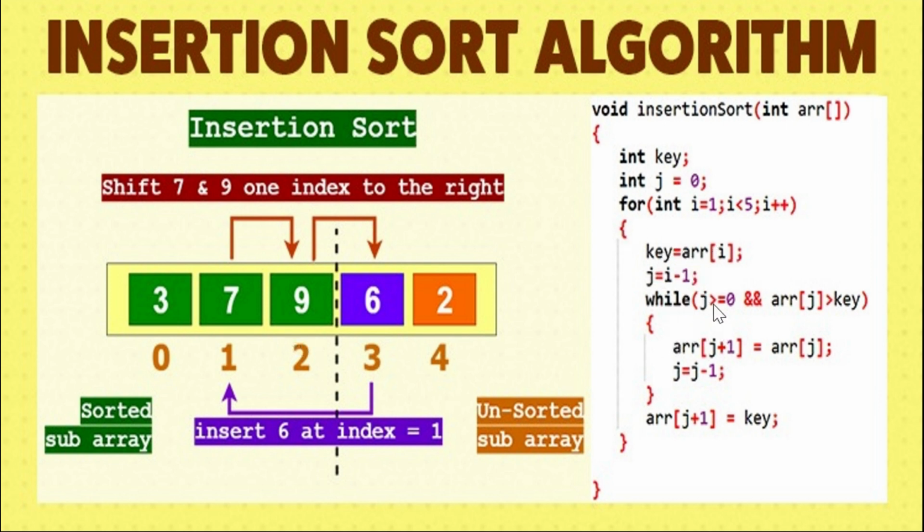So that is, j would be 0, and if we take arr of j, that would be 3. So we say that while j is greater than or equal to 0 and the array element, in this case 3, is greater than the key, which is in this case 7. In this case this condition is not satisfied, so the loop will not execute, but whenever this condition is satisfied, we go inside the loop and then carry out insertion sort.